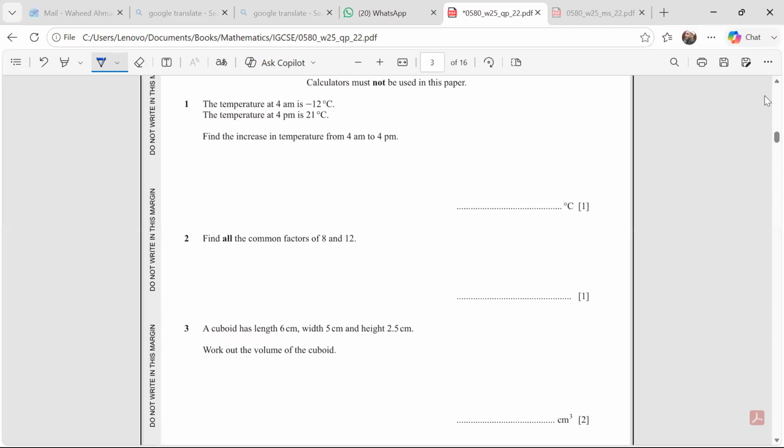The temperature at 4 a.m. is -12 and 4 p.m. is 21. Find the increase in temperature from 4 a.m. to 4 p.m. Okay, you see, increase in temperature or change in temperature. So same thing. Okay, how do you calculate it? It's always final temperature minus initial temperature.